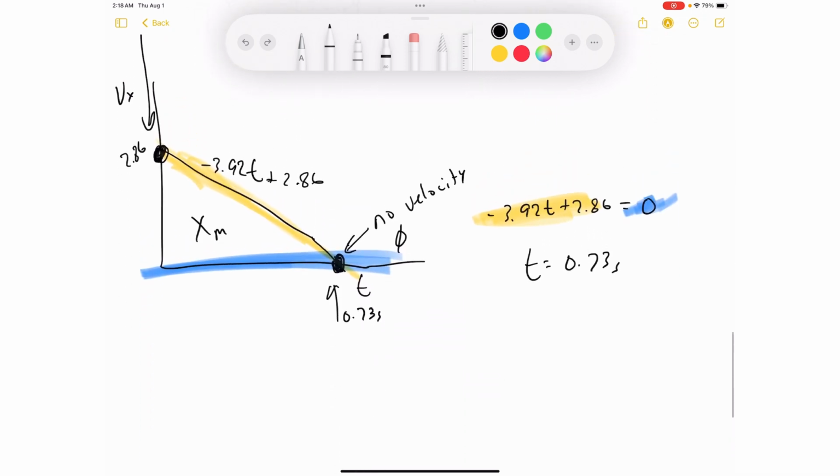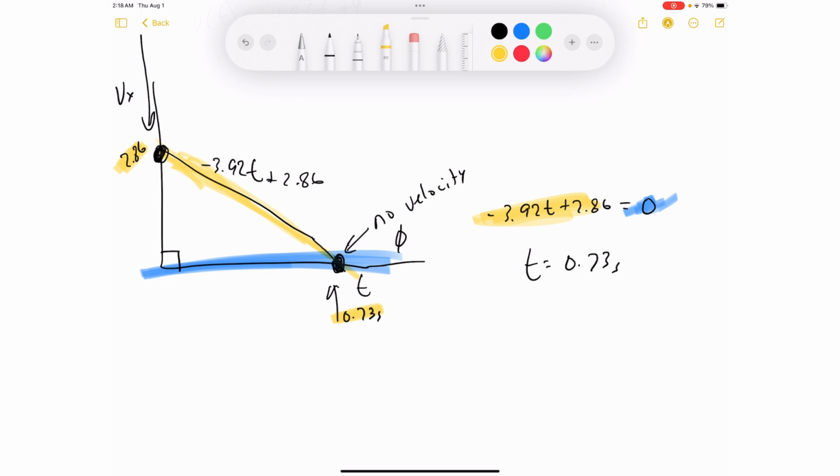Okay, so now I have a right triangle. You see that? I have a right triangle. And I'm trying to find this area right here. The area, remember, is the distance covered, right? So I need to find that. But guess what I have? I have the height of the triangle, and I have the width of the triangle.